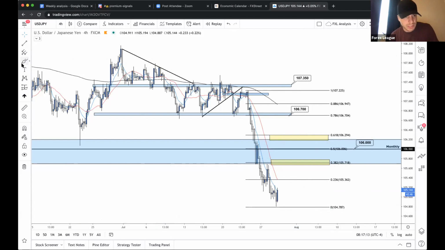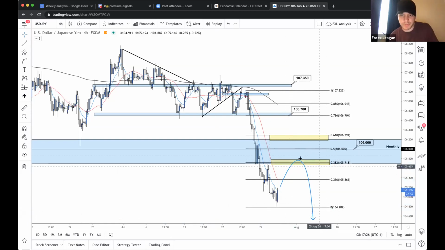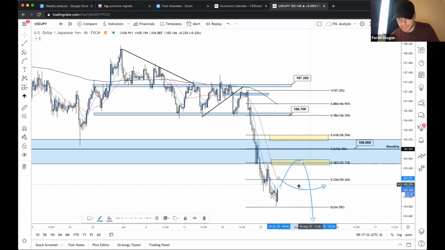We essentially want to see something like this. Some sort of pullback through the MAs, consolidation, reverse at a golden level, and then give us some sort of bearish confirmation setup. So there, or like this, right? 61.8 or 38.2. Okay.